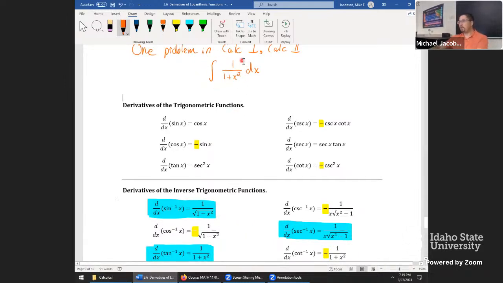But if we are not familiar with how 1 over 1 plus x squared is tied in with tangent inverse, we might not know just what to do with that. This turns into the left-hand side: tangent inverse of x plus an arbitrary constant.